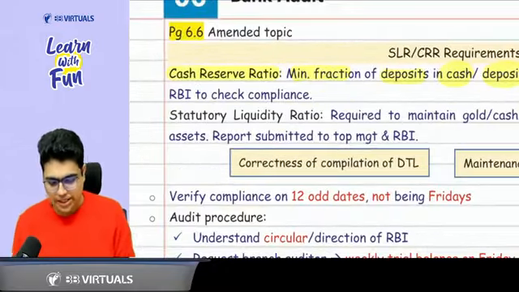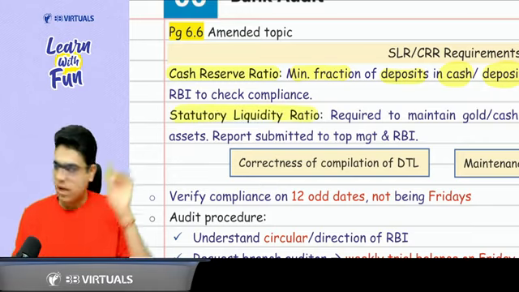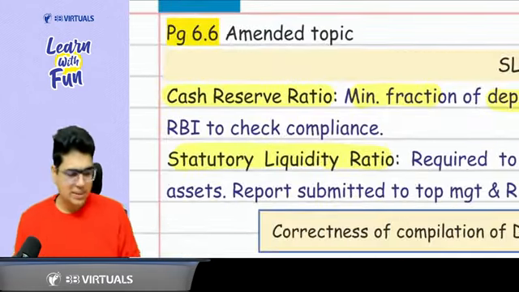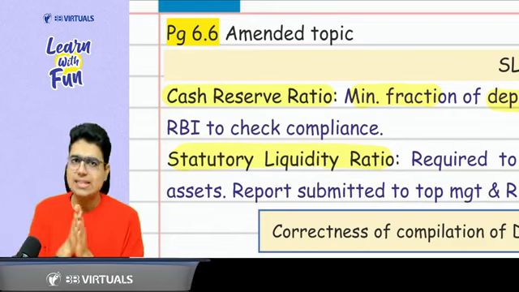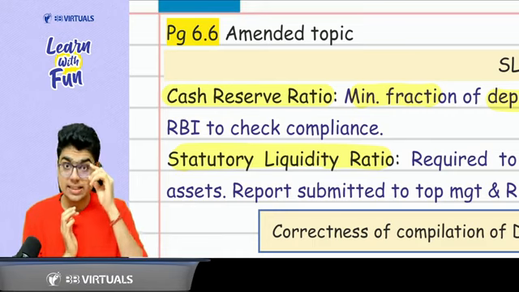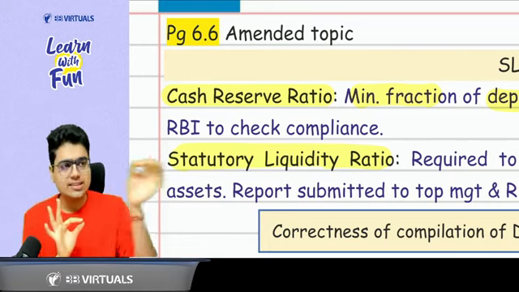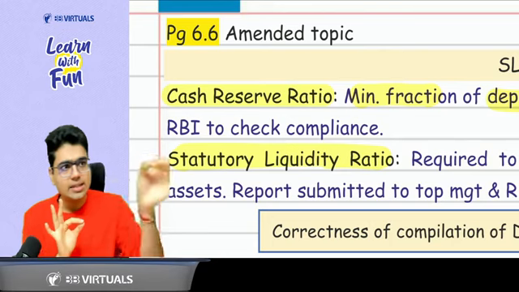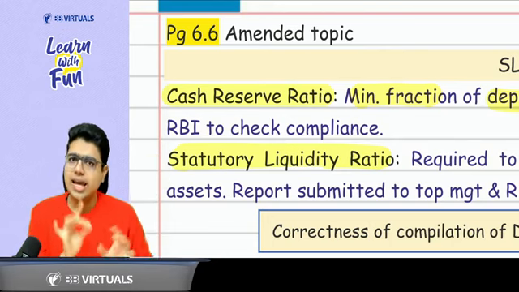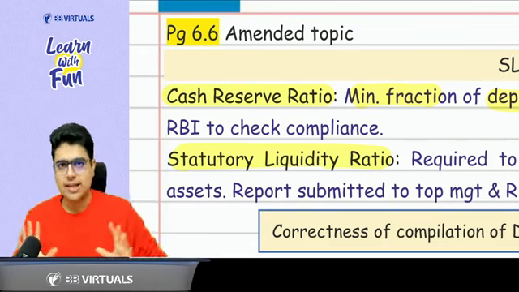Yes, sir. Now comes another topic, statutory liquidity ratio. What is a statutory liquidity ratio? Please try to understand. Let's say a bank has taken deposits worth rupees 100. Now in these 100 rupees of deposits, there are some current account deposits, some saving account deposits, and some fixed deposits. Different types of deposits the bank has taken.